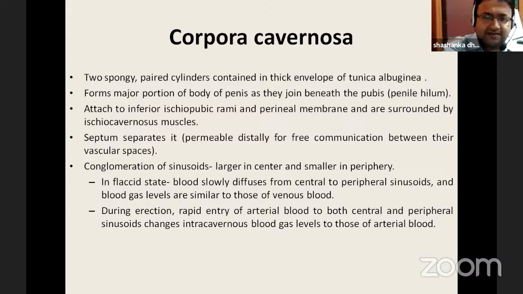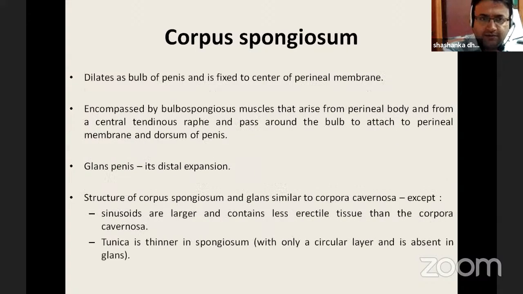In the flaccid state, blood slowly diffuses from the central to the peripheral sinusoids, and blood gas levels are similar to those of the venous blood. During erection, there's a rapid entry of arterial blood to both the central and peripheral sinusoids, which changes the intracavernous blood gas levels to those of arterial blood.